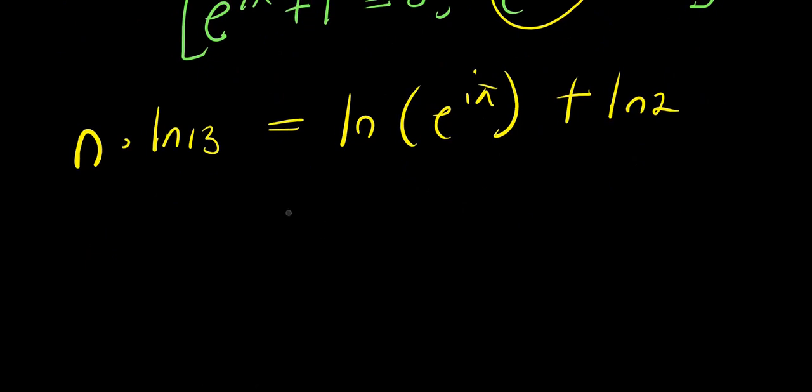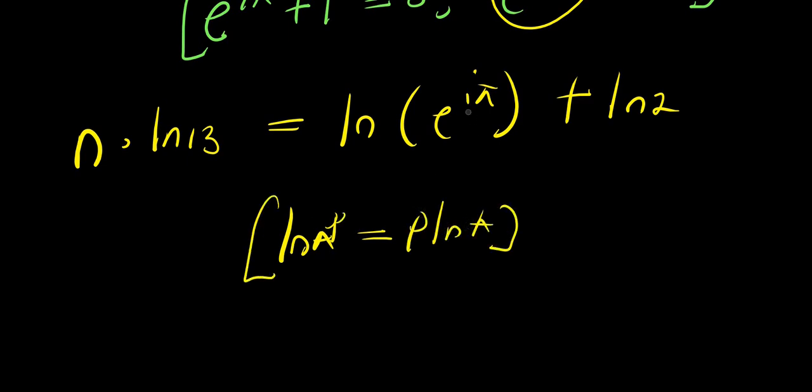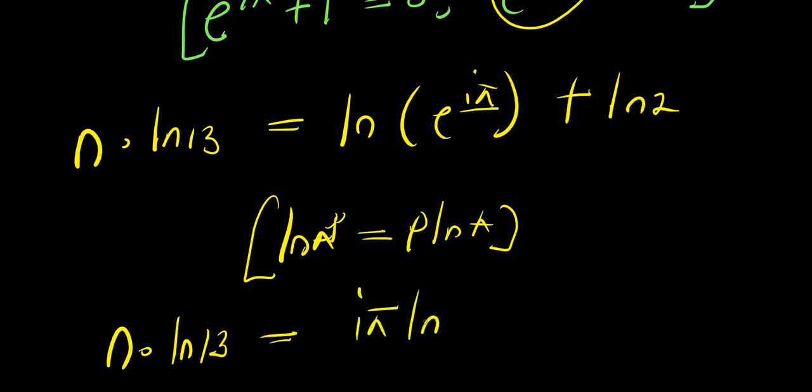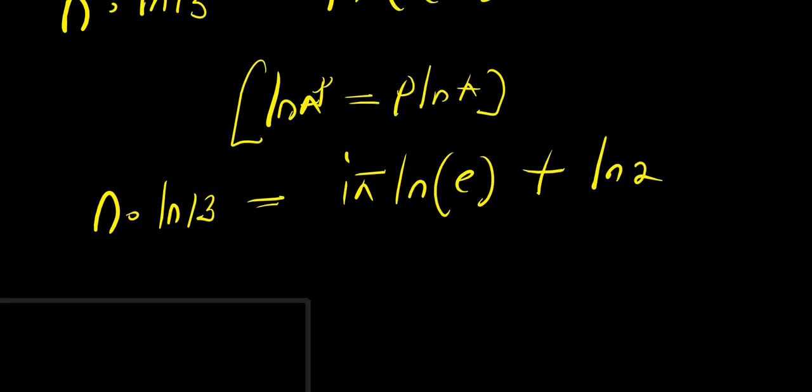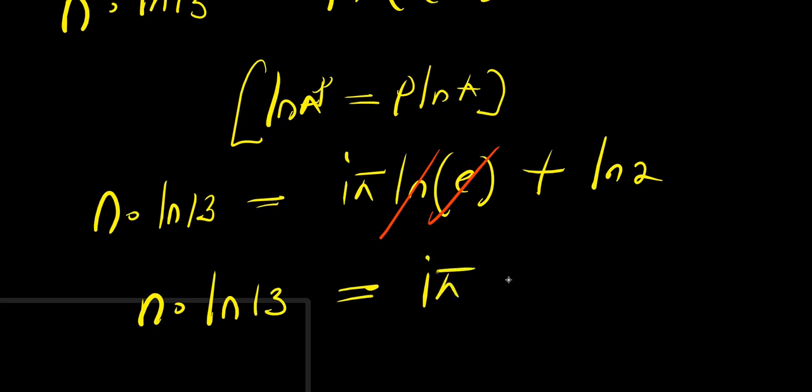And remember, if you have natural log of a power p, this equals p times natural log of a. So this comes in front. So we have n times natural log of 13 equals i times pi times natural log of e plus natural log of 2. So from here, this cancels this. I have n times natural log of 13 equals i times pi plus natural log of 2.